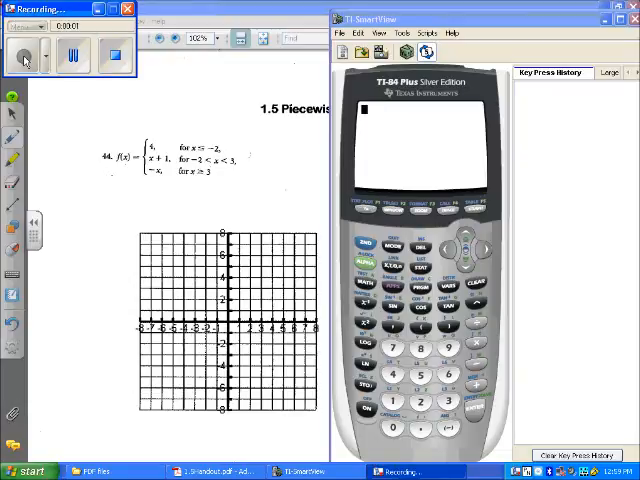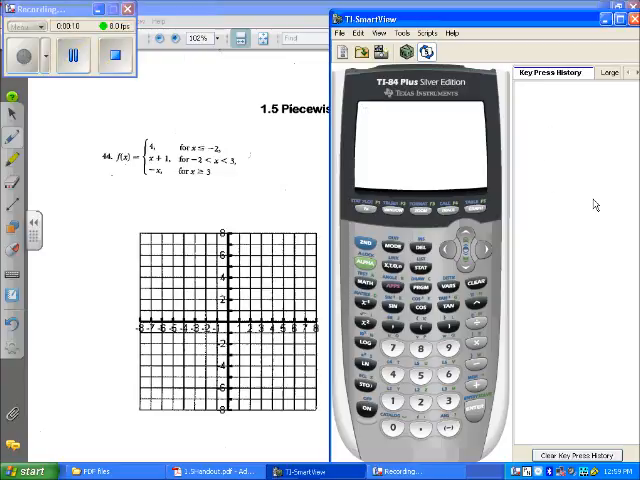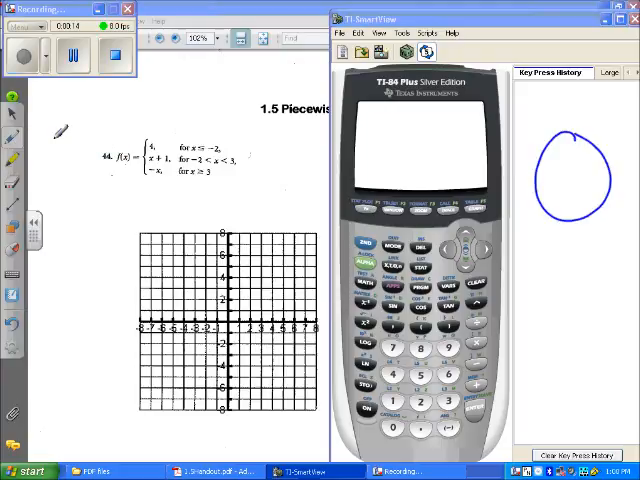I'm going to show you how to graph this piecewise defined function using your graphing calculator. All the keys that I push will show up over here. So if you miss anything, they go in order, so you can just pick them up from there. Okay, so what we have to do is graph these each individually.